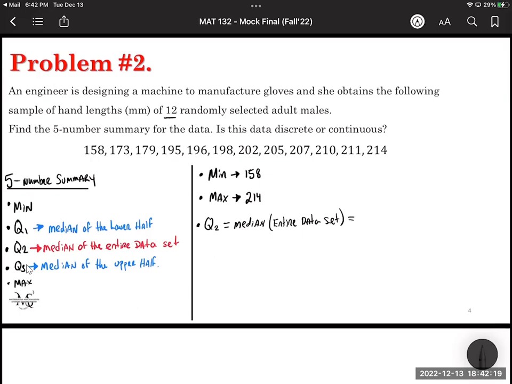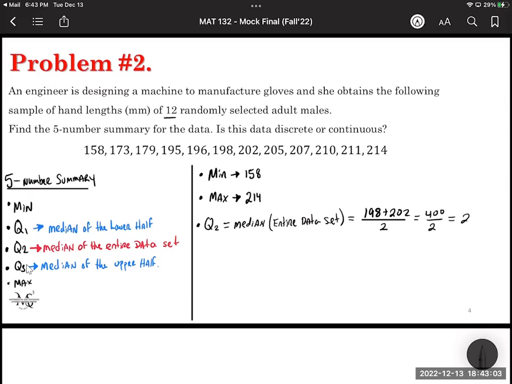So because 12 is even, then when you want to find the median of this data set, you have to take an average of the two middle values. So what are the two middle values in my data set? 198 and 202. That's right. So we'll have 198 plus 202 divided by 2. If you work out the arithmetic, you do 198 plus 202 first. That will be what? 400. And then 400 divided by 2?